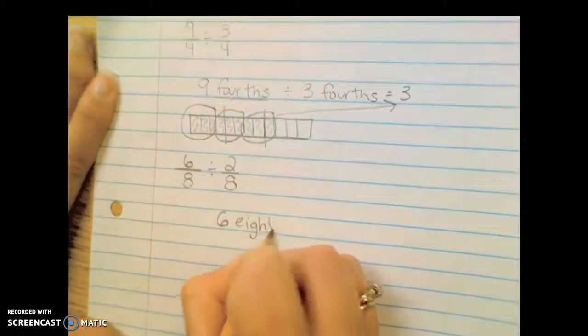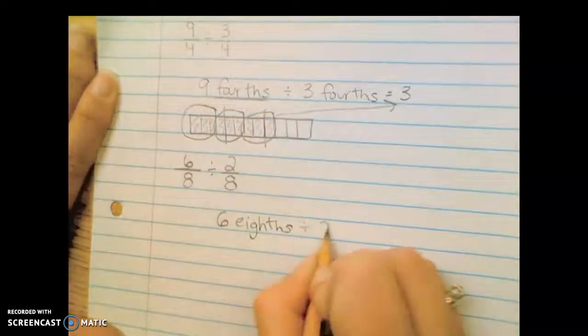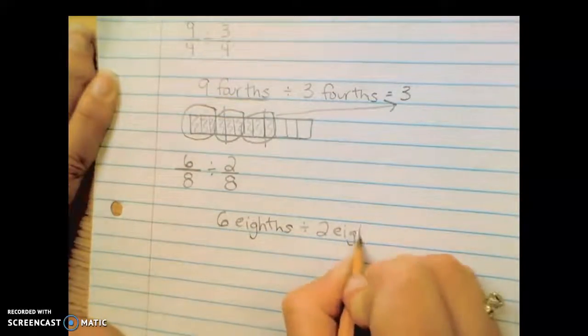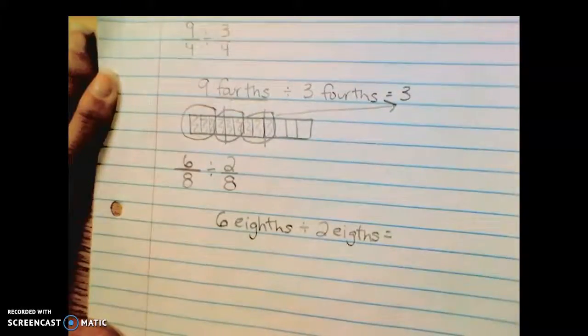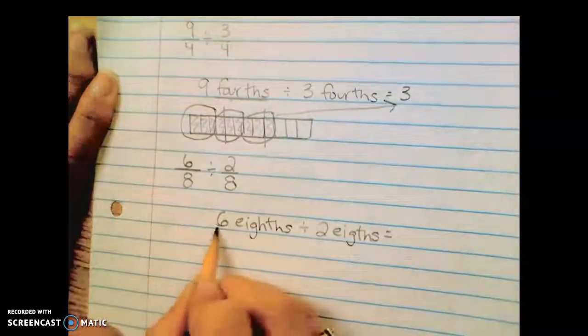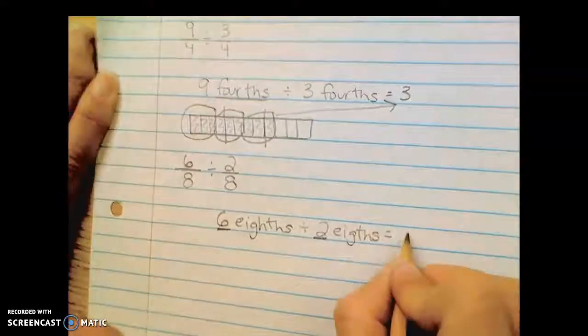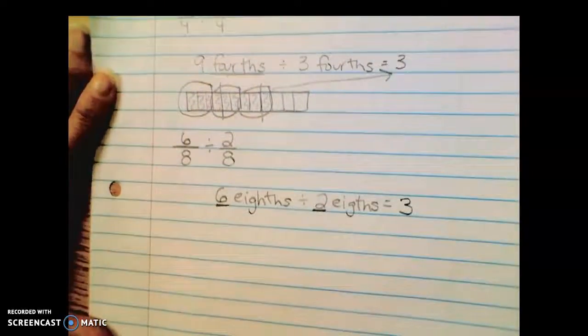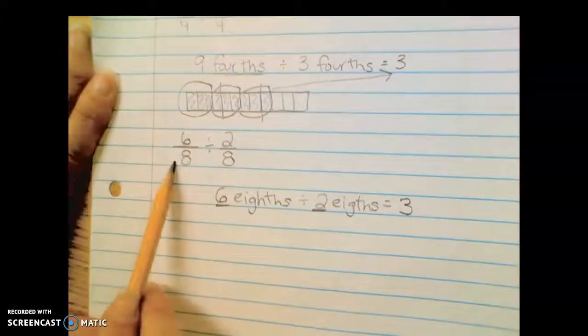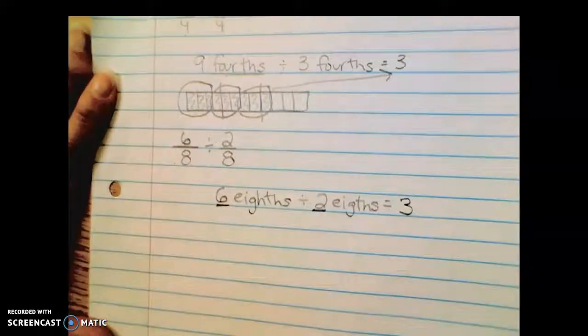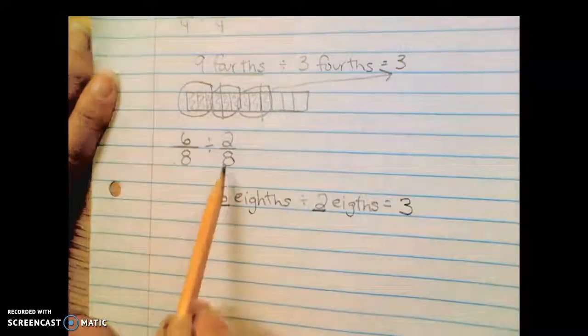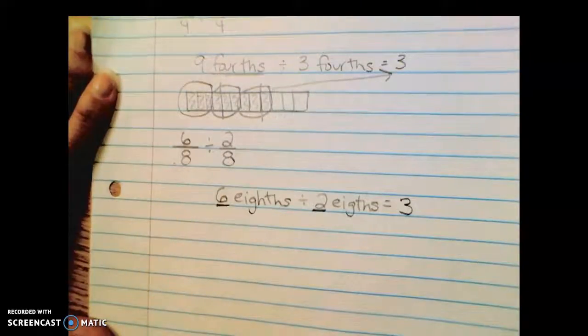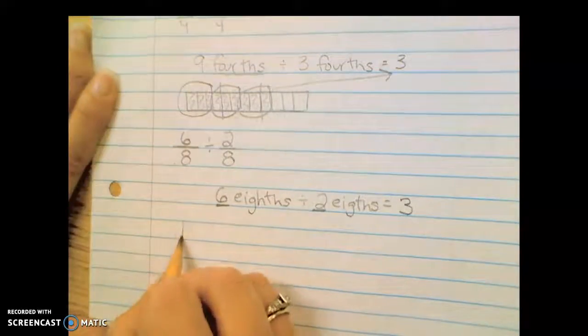6/8 divided by 2/8 equals, again, just if it were 6 divided by 2, it would equal 3. Then draw your model. What would your model look like? How can you first show 6/8? Then circle groups of 2/8. So that should look like this.